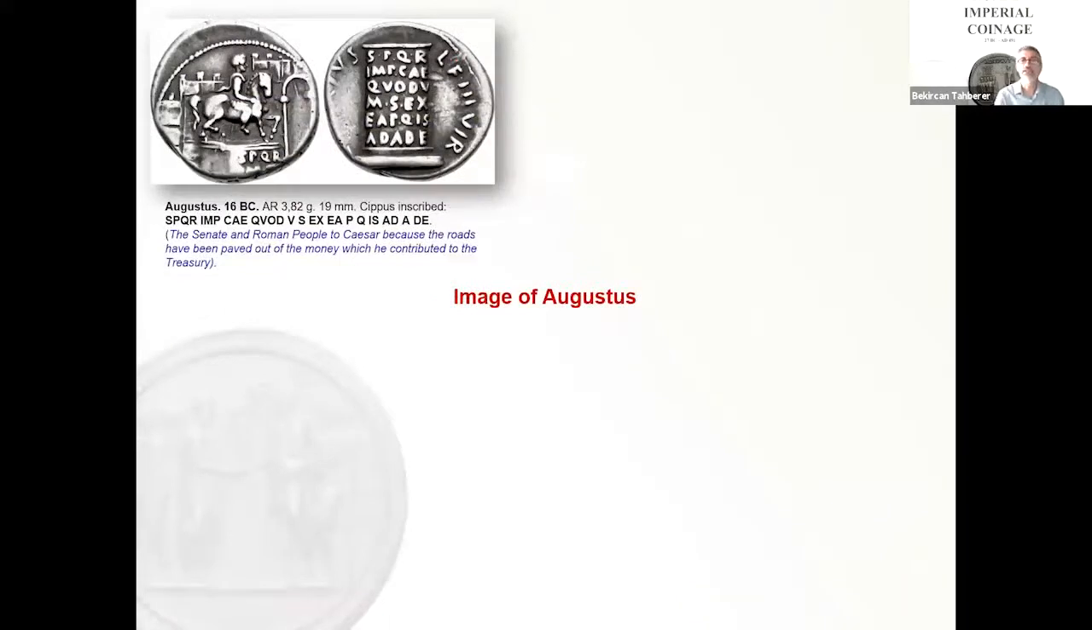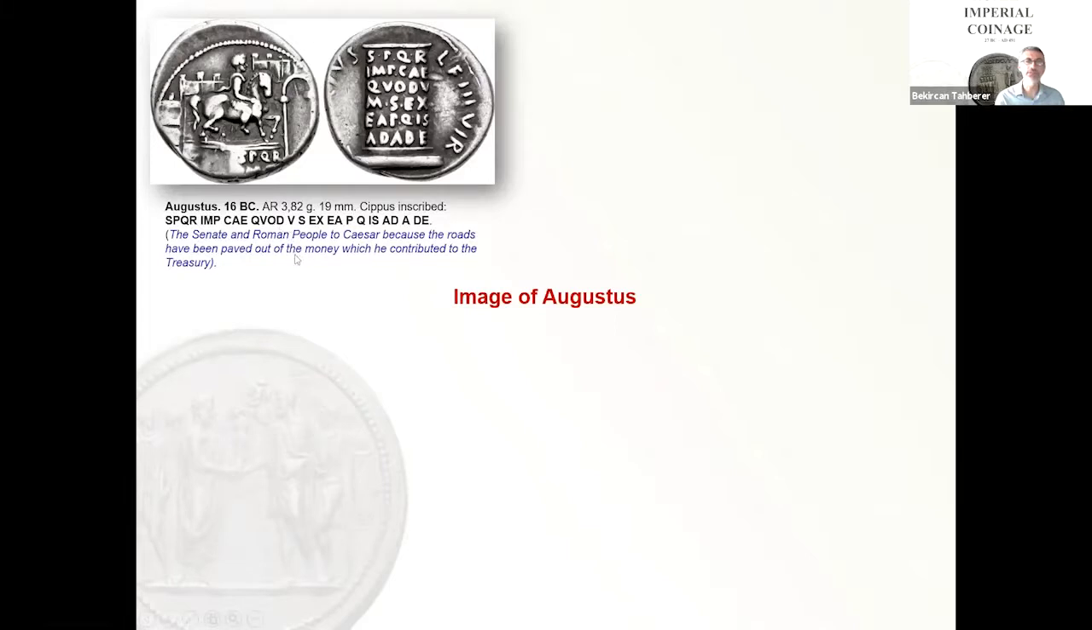And as soon as he establishes himself as the sole ruler, he wants to cement his image as the best person, the first and the best person for the Roman people. And what better way can he do that than advertising his deeds on his coinage. This is a very, very interesting coin.